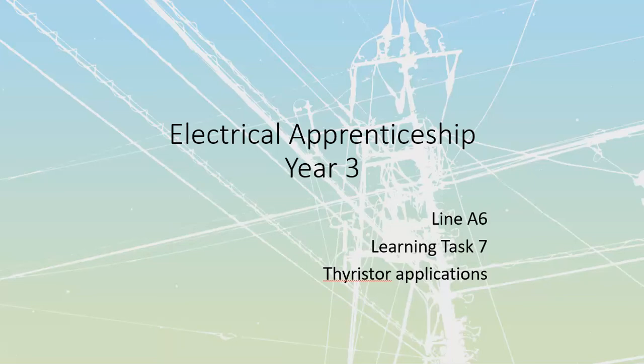All right, line A6, learning task 7. Today we're going to take a look at thyristor applications, and I am not going to lie, this is going to be probably the heaviest application of electronics that you are going to have across all 4 years of your apprenticeship. This is really where we're starting to take all those individual little blocks and put them together like a pile of Lego to create something much bigger and much more awesome.